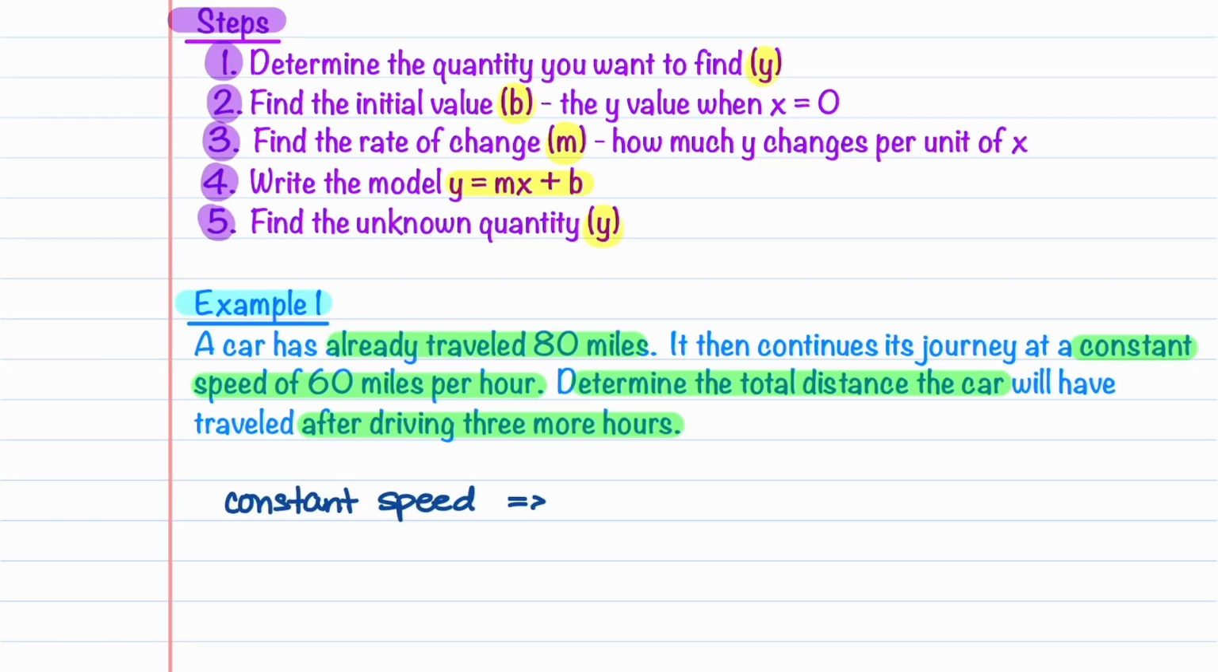So that means our model is going to be y is equal to mx plus b. Now let's go through our steps. Our first step is we want to determine what it is we want to find. Looking back up at the problem, it says determine the total distance the car will travel after driving 3 more hours. So let's let y be the total distance the car travels.